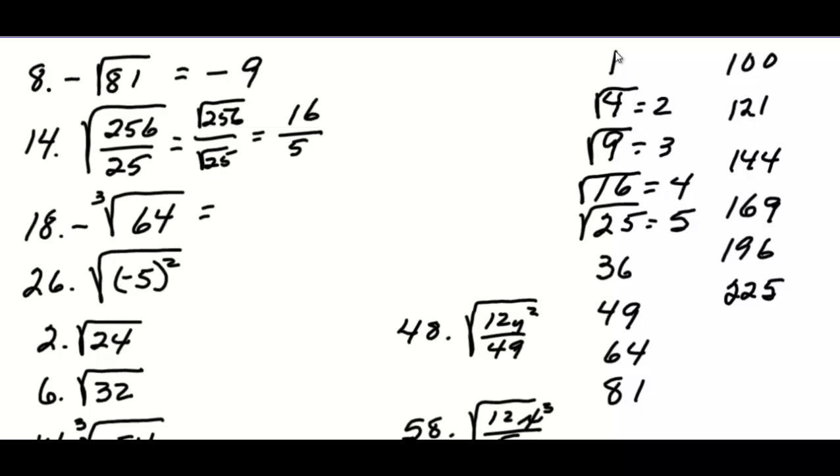We've got a cube root here, number 18. The question is, what times itself 3 times gives you 64?